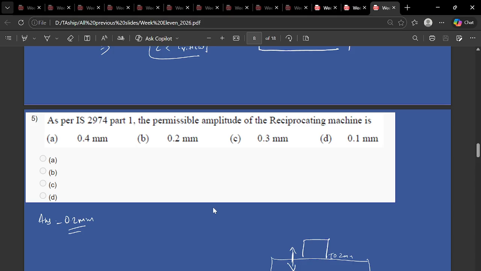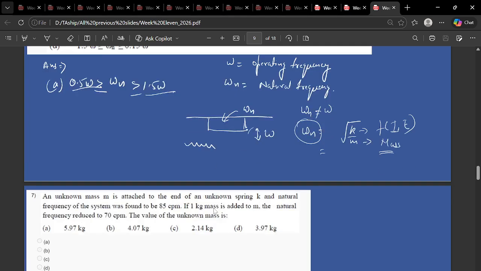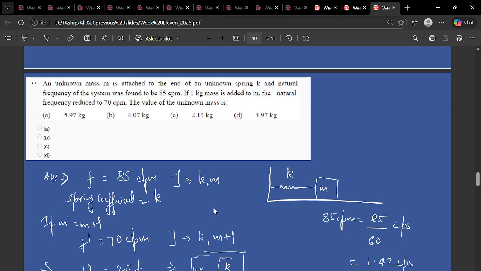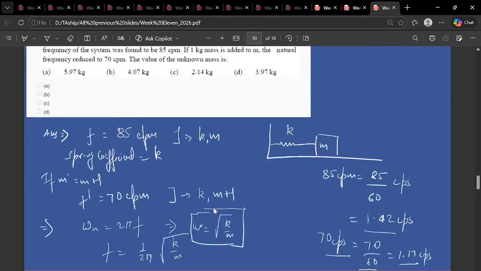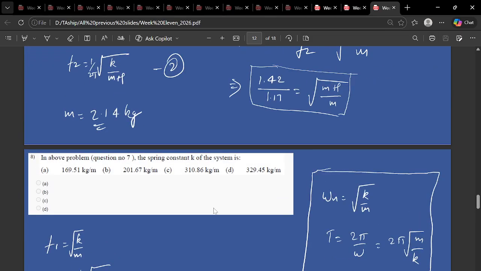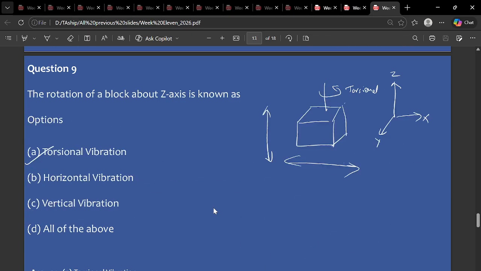Then this is about the permissible amplitude of the reciprocating machine. Then this is the case where you design to avoid resonance. So how do we define the structure such that its natural frequency lies in a certain range? And this is again the equivalent stiffness mass system, and here it depends upon the natural frequency of the system.